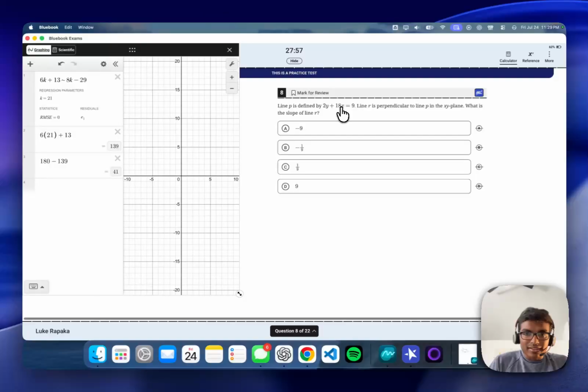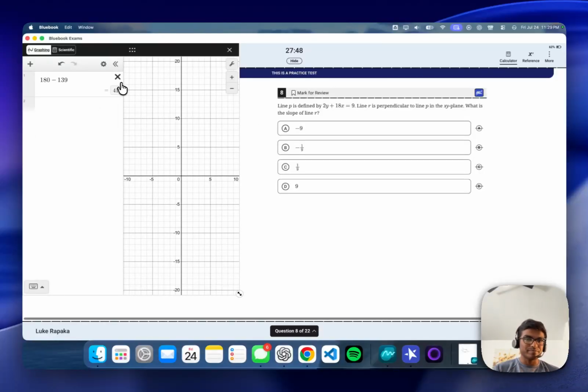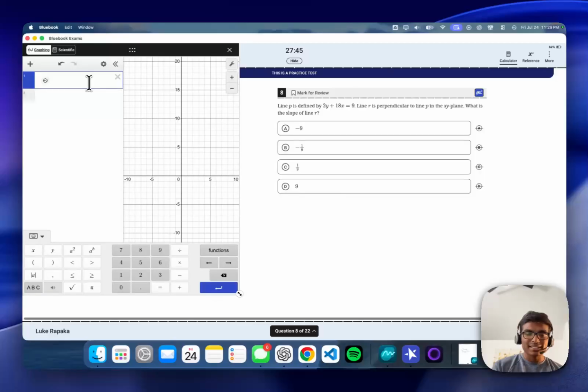Okay. Line P is defined by 2y plus 18x equals 9. It's perpendicular. What is the slope? Okay, so let's get this into y equals mx plus b form. 2y equals, subtract 18x from both sides, plus 9, right? Then I'm going to divide by 2. y equals negative 18 over 2x plus 9 over 2. Yep, they're the same.